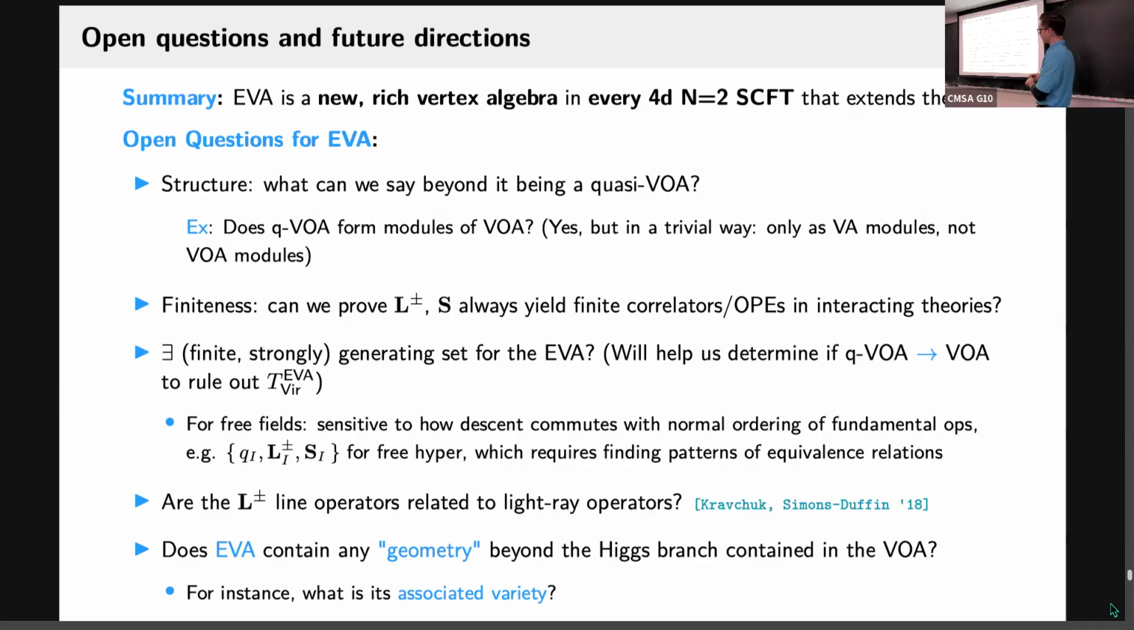Like for instance, we'd love to know if there's a sort of canonical associated variety that one can extract from the VOA, that maybe gives us more data beyond just the Higgs branch that is a component of the moduli space of vacua of these theories.